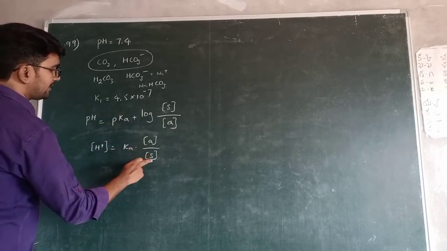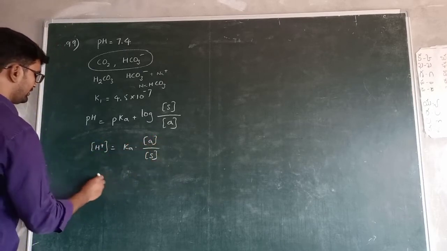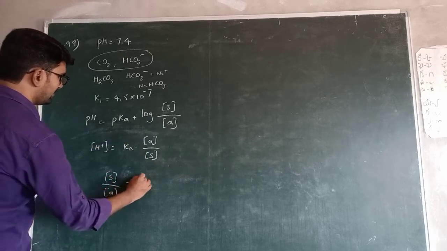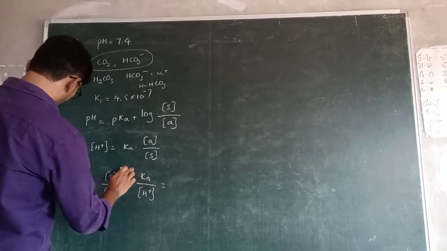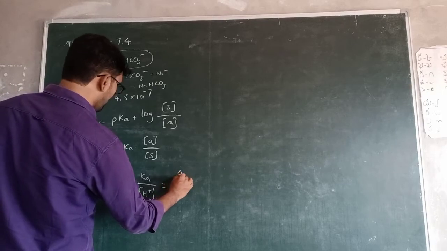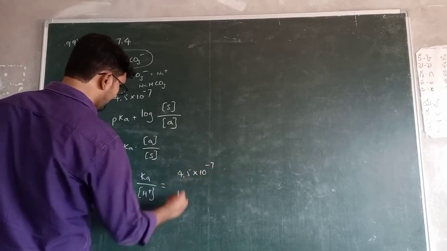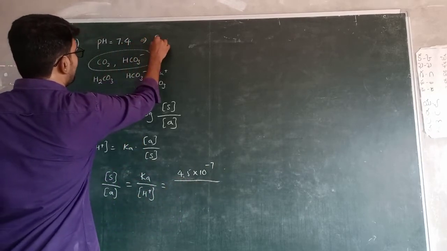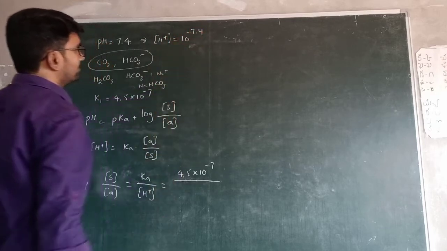But we want concentration of salt by concentration of acid, so these two move to this side, and this one moves to this side. So concentration of salt by concentration of acid is equal to Ka by concentration of H plus. So Ka value is 4.5 into 10 to the power of minus 7, by concentration of H plus. pH is equal to 7.4, then concentration of H plus is equal to 10 to the power of minus 7.4.